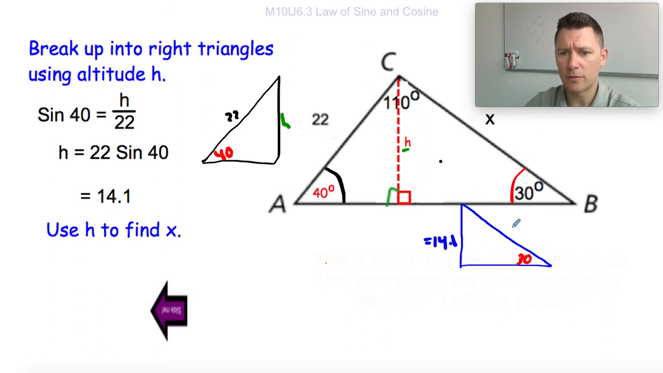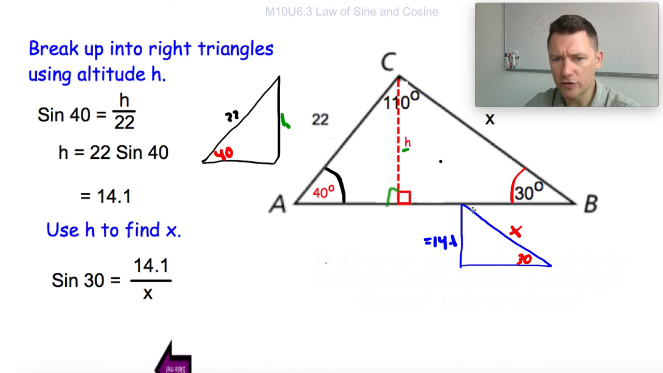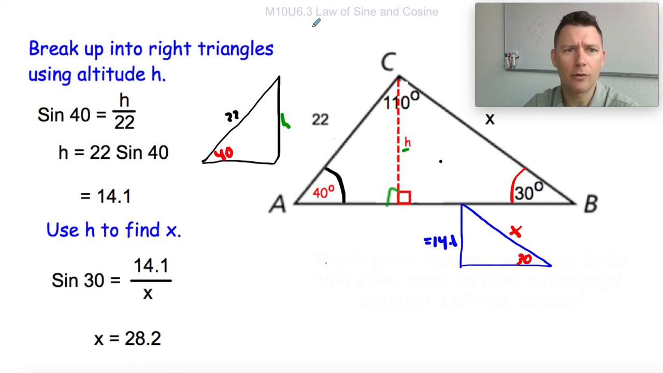And you can do the same thing to find x. Right? You say, now we've got the opposite and hypotenuse, it's across from the 90. So sine of 30 is opposite 14.1 over hypotenuse, which is x, the long side. Right? And if you solve that, you end up with x is 28. And so now we have, this is 28.